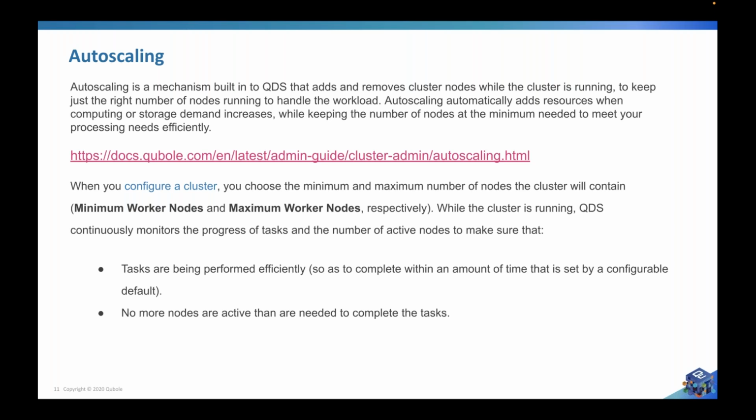In auto scaling, what Qubole has got is basically a concept of minimum worker nodes and maximum worker nodes. It will start from the minimum worker nodes and scale up to the maximum worker nodes, and it will keep oscillating between these two as the workload increases and decreases.